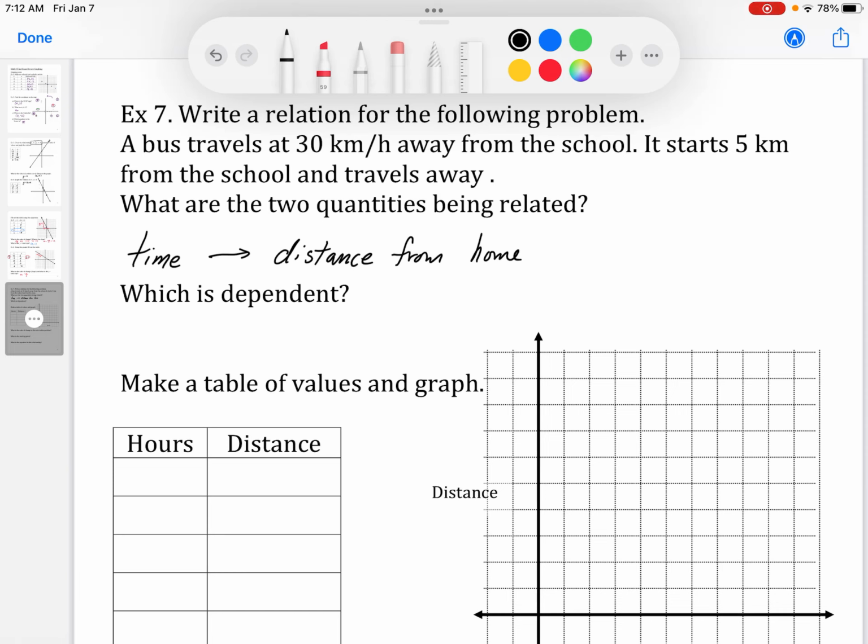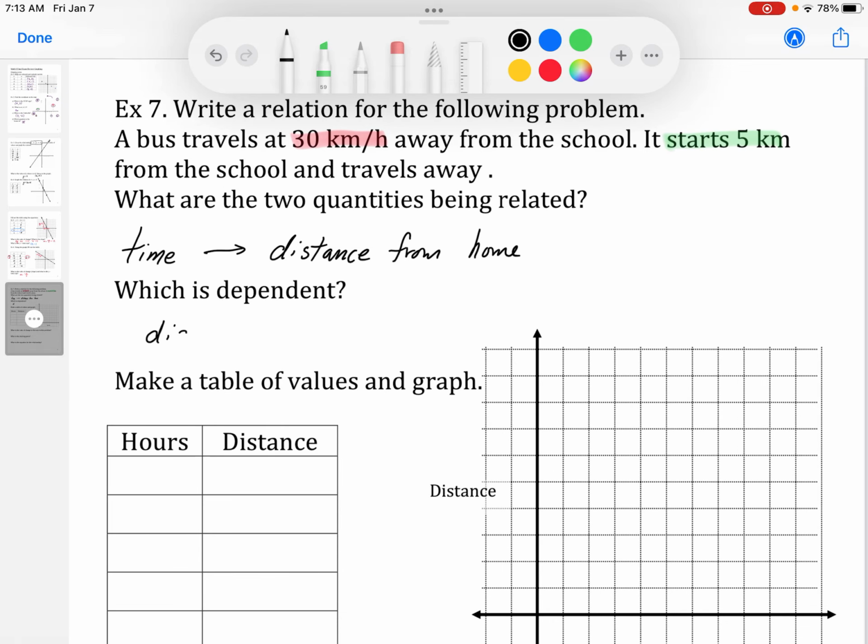Now, it is useful to recognize that 30 kilometers an hour is a rate that often will be the slope in the problem. We have a starting point of 5 kilometers. That often ends up being our y-intercept. Okay, so when we talk about the two quantities, one is a dependent variable and the other is independent. So in this case, the distance is dependent on the time we're traveling. So the distance from home is our dependent variable. Distance depends on time.